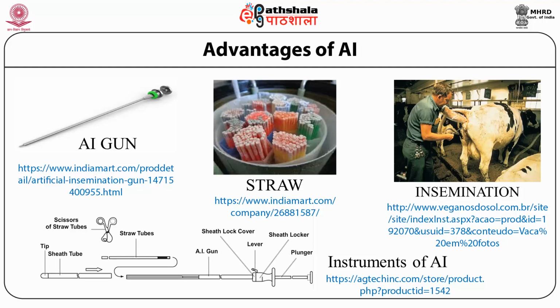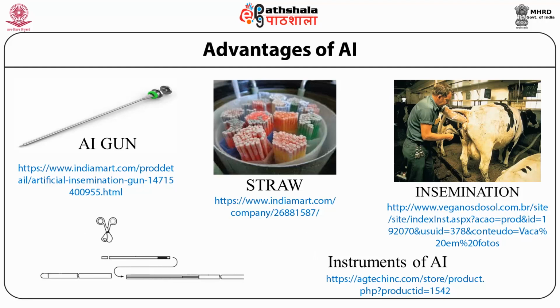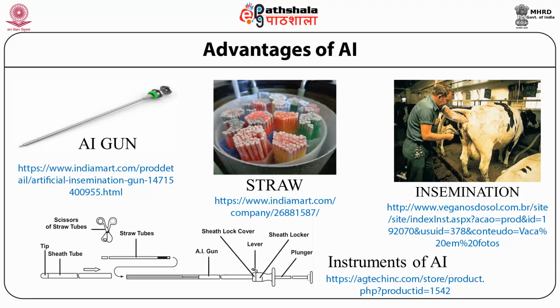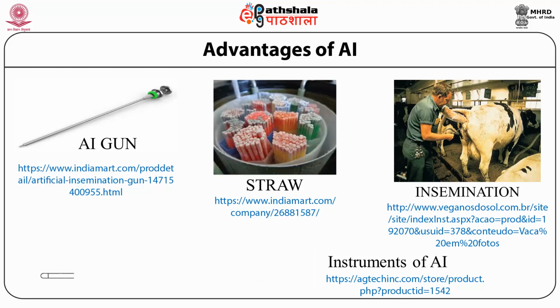And third and most important, during processing also, there are chances that the semen may get contaminated. So it is possible that sexually transmitted disease may spread if there are errors during semen processing. So we need to be very careful when we are processing semen for artificial insemination.